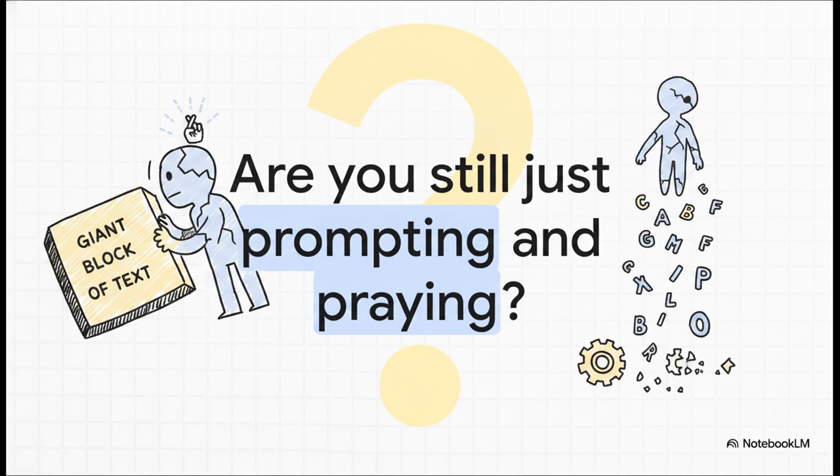Look, we've got to start by killing that fragile prompt and pray mindset. You know exactly the one I'm talking about, right? Where you throw a giant block of text at the AI and just kind of hope it doesn't break when real users get their hands on it. Sure, it might work in a quick demo, but the second you try scaling that from testing to production, it completely falls apart. Literally one word changes and the whole output goes completely sideways.